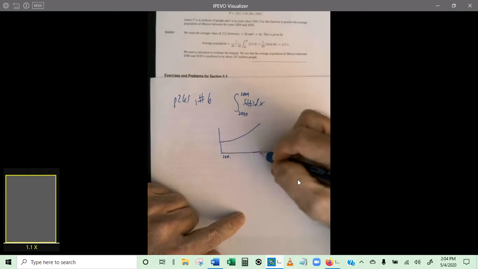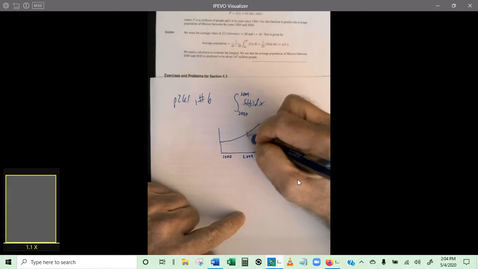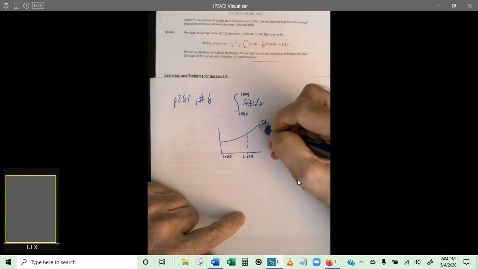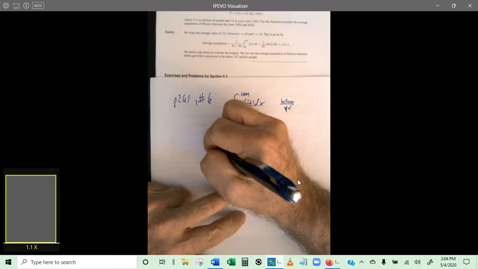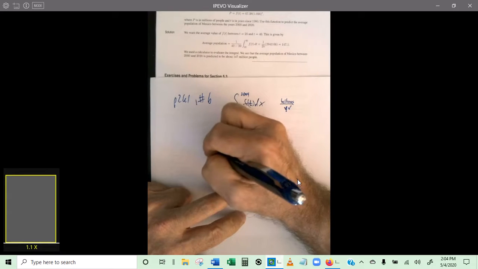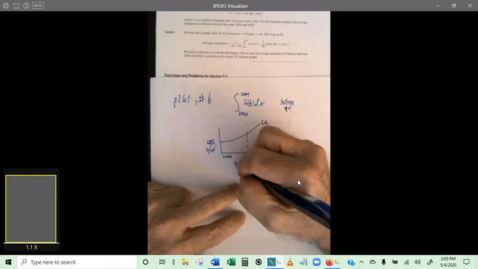Graph-wise, it's going to look something like this, and this is f of t. This is the rate at which the population is growing per year. So that's a rate, and the units of f of t are going to be billions per year. It's like a speed, the speed at which the population is growing. That's this axis right here, billions per year, and this axis is just the number of years.